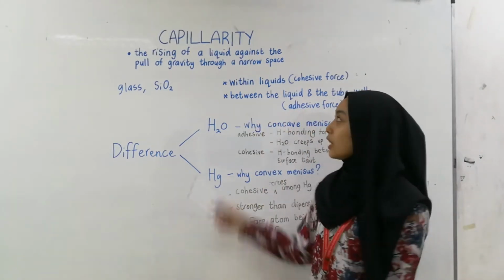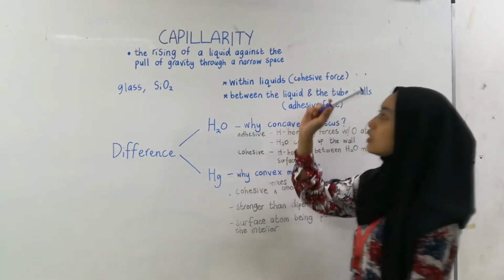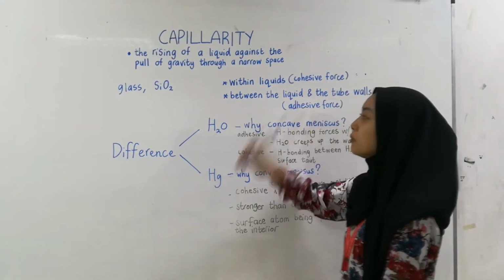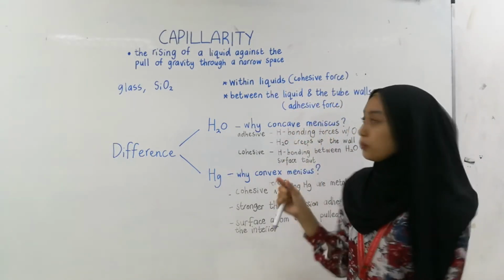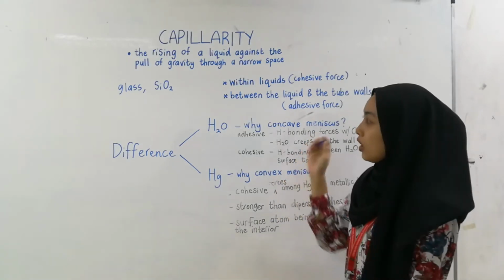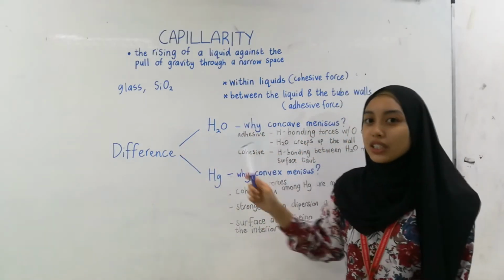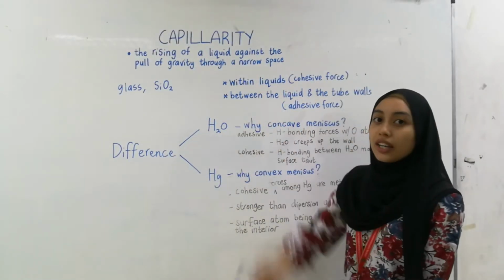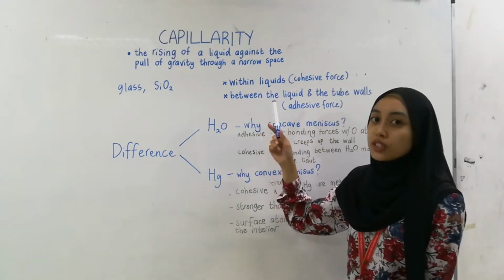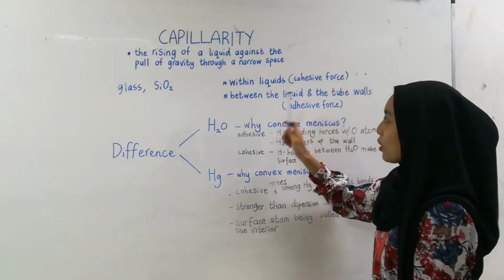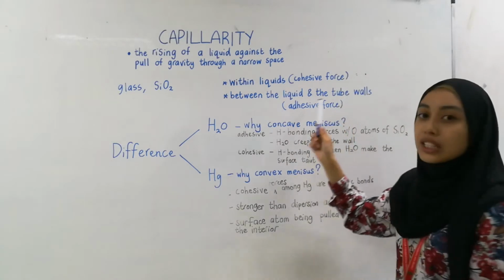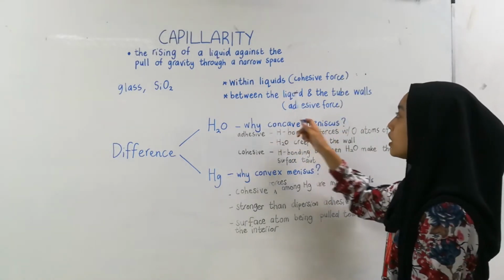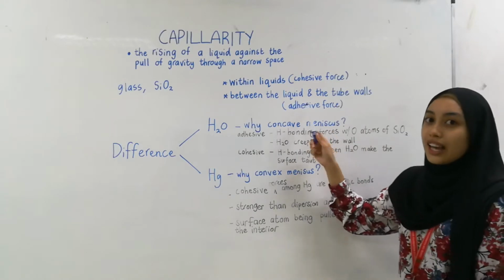So what is capillarity? Capillarity is the rising of a liquid against the pull of gravity through a narrow space. So the narrow space here is the tube. Usually the tube is made out of glass, and the major compound of glass is silicon dioxide. Usually in a narrow space, there is competition between intermolecular forces. The intermolecular forces within liquids are called cohesive forces, and the intermolecular forces between the liquid and the tube walls are called adhesive forces.